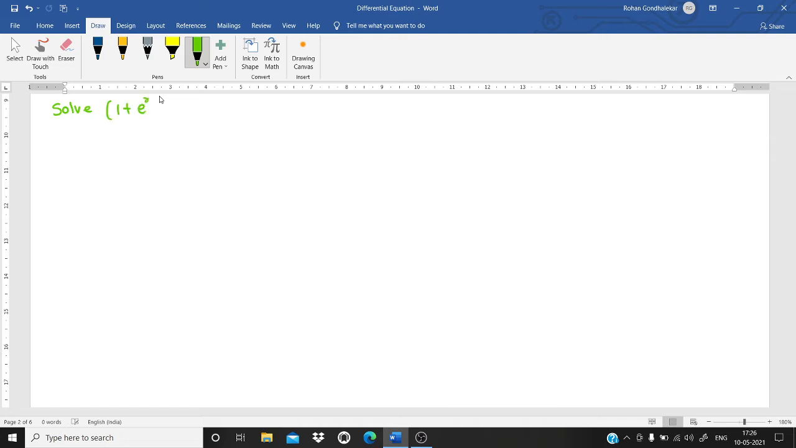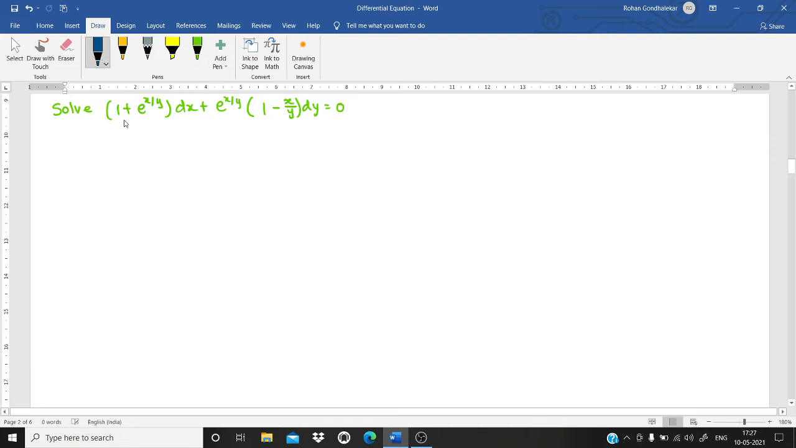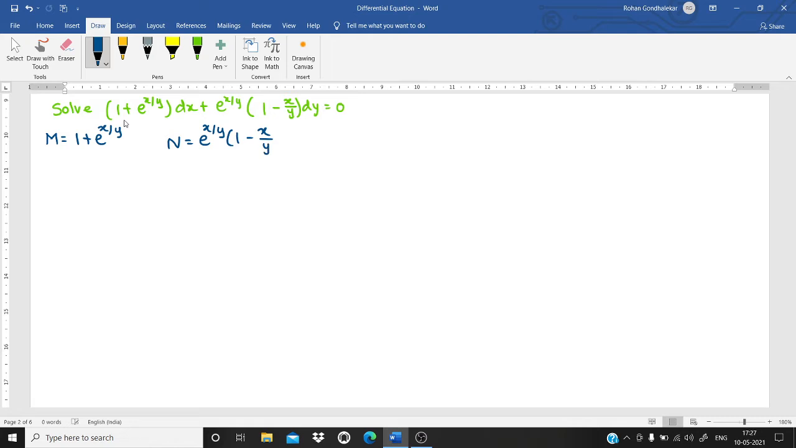(1 + e^(x/y)) dx + e^(x/y)(1 - x/y) dy = 0. Fine. So again we can start with what M and N are. The multiple of dx will be our M. So M is 1 + e^(x/y), and N is e^(x/y)(1 - x/y).